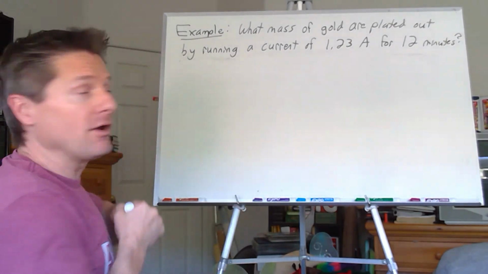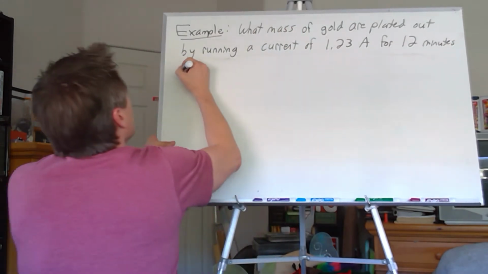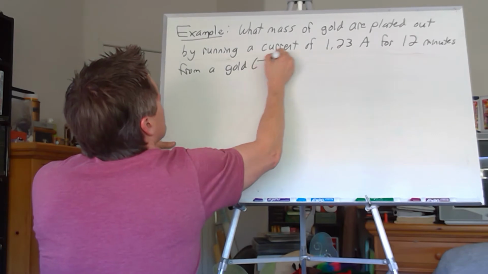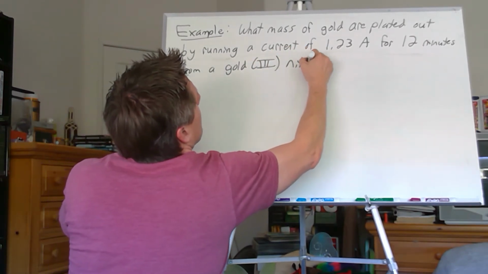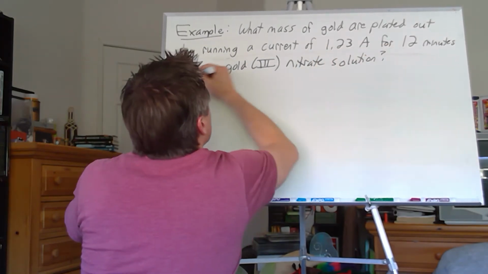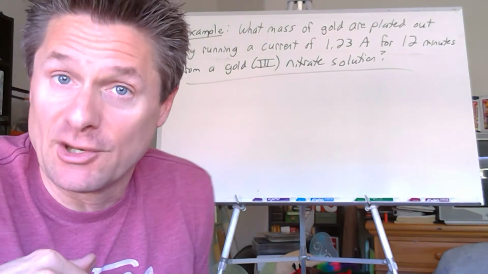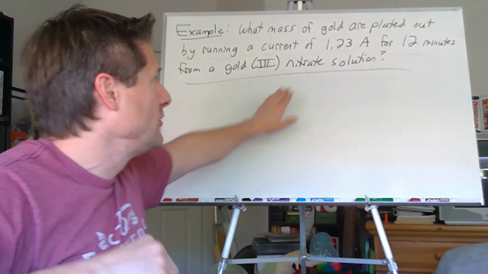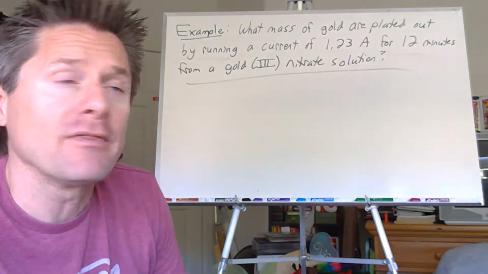Because how do you know what the starting charge is? Let's add a gold 3 nitrate solution. There we go. So now you know gold's going from a +3 to a 0. We're going to be plating that out, so that'll be 3 moles of electrons. We can do that half reaction. Don't worry about side reactions. Don't be concerned with the nitrate ion reacting rather than the gold.